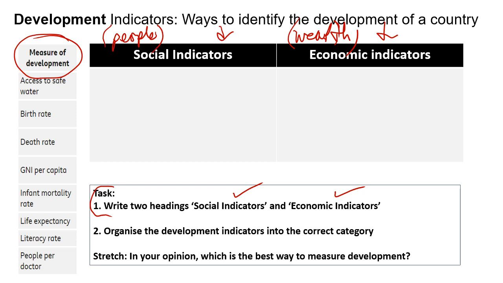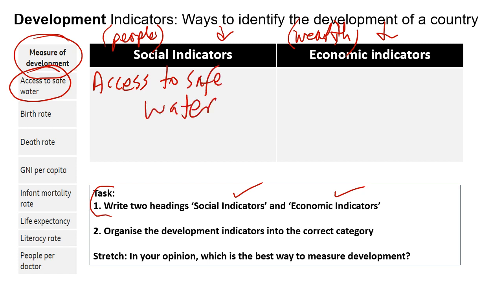So let's do the first one together. Having safe water, that's about healthcare, so that would go under social indicators. Access to safe water is an indicator to measure how socially developed your country is. Birth rate, is that social or is that about wealth? You decide. You may pause this video, complete the table. There is a stretch here, and in 3 seconds I'll be moving on from this slide.